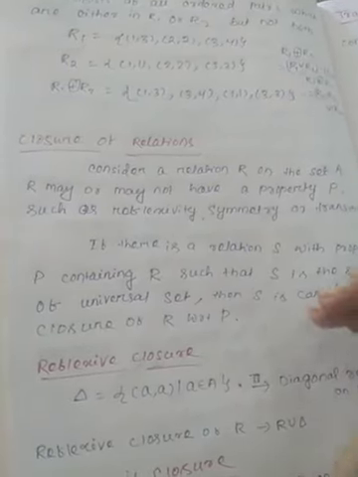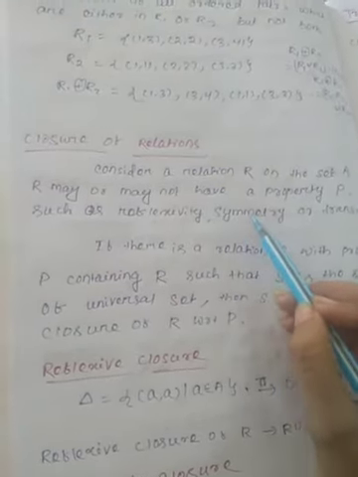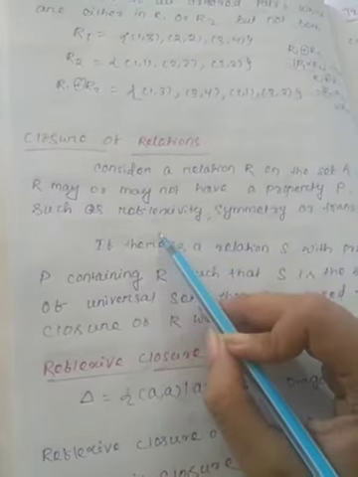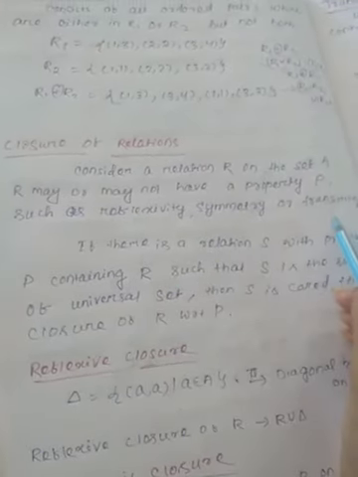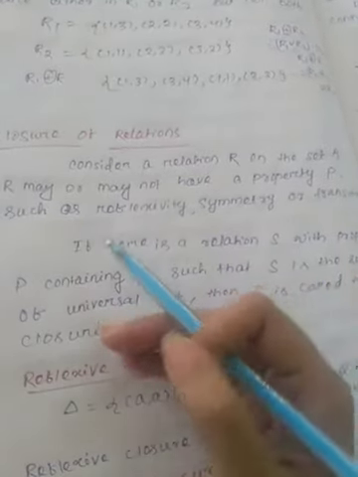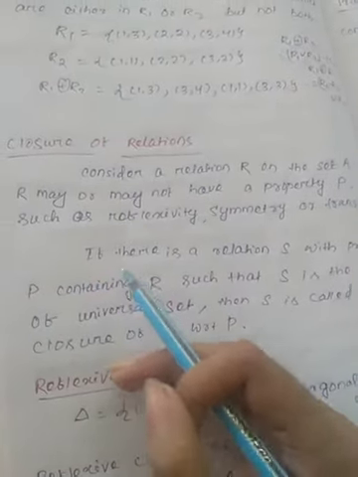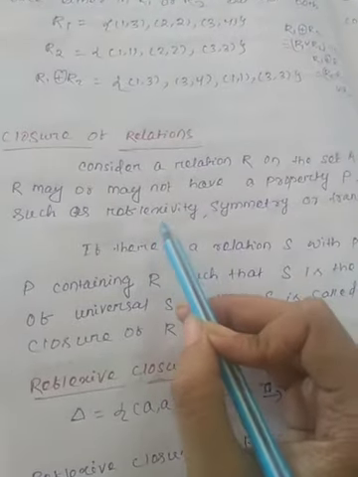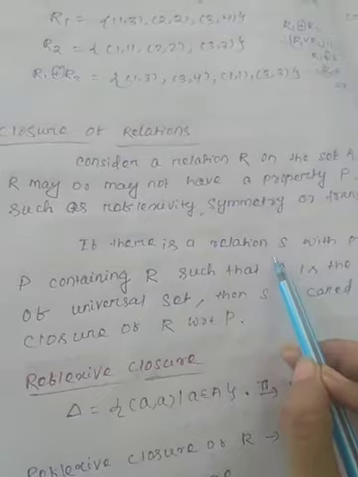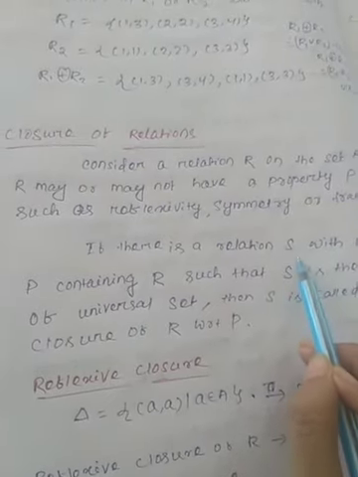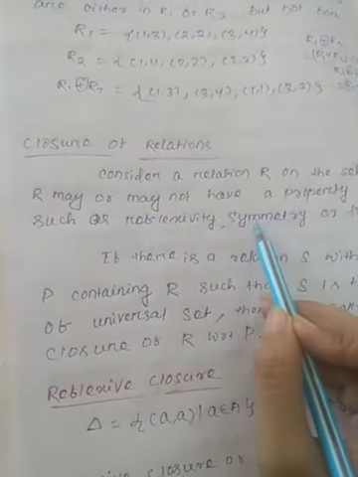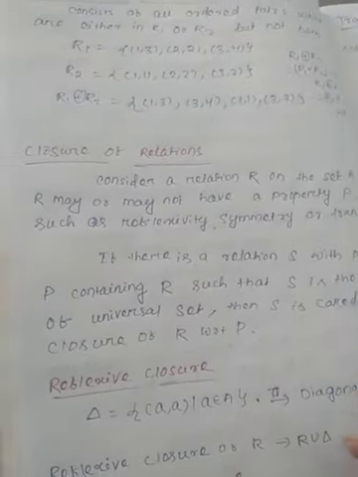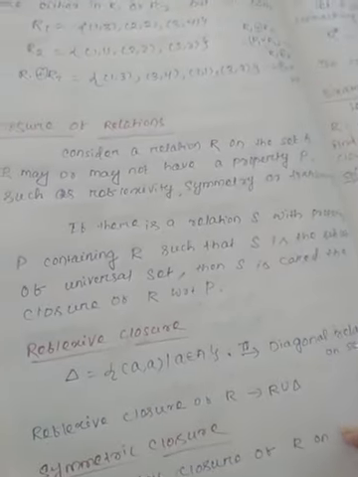Equivalence means maybe it is lacking a property such as reflexivity, symmetry or transitivity. So if I have another relation which completes the lacking property, that is, if the relation is lacking any property and I have another relation which is completing that property, then that would be called the closure of relation. So how to find out the closures?